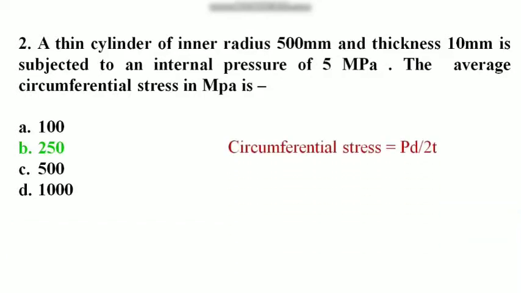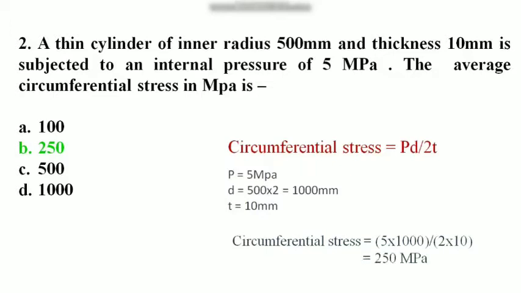We know the formula for circumferential stress is PD by 2T, where P is the pressure, that is 5 MPa, D is the diameter, that is 500 into 2 equals 1000 millimeter, as 500 mm is the radius, and T is 10 mm, that is the thickness. So putting these values in the formula we get the circumferential stress as 250 MPa. So the answer is option B, 250.